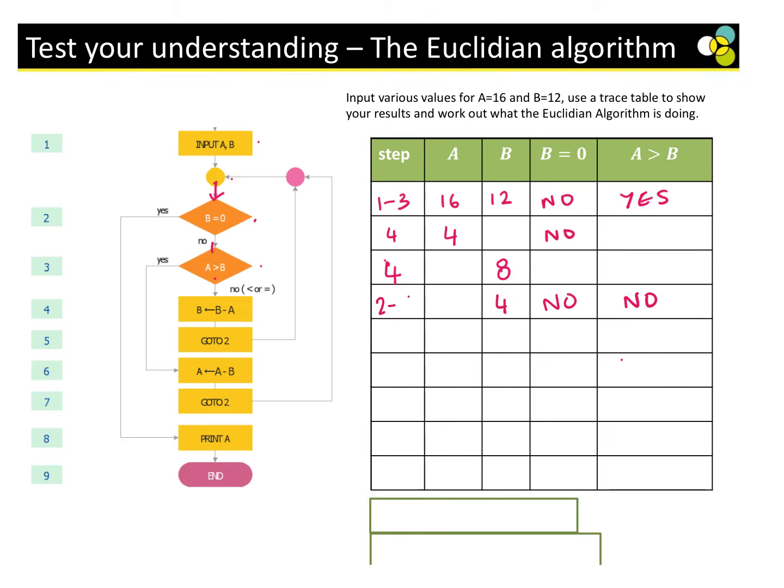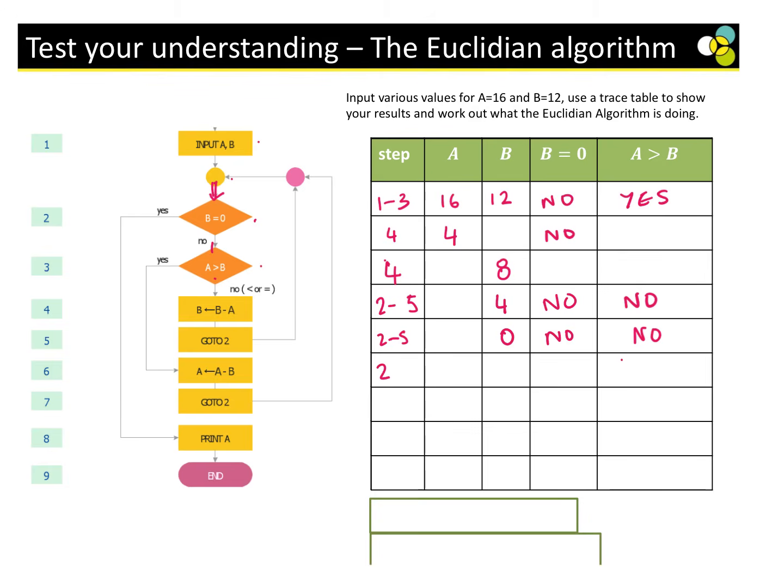Go all the way back to 2. Does B equal 0? No. Is A greater than B? No, because it's not greater than or equal to, is it? Okay. We're doing steps 2 to 5 again. B is B minus A. 4 minus 4, 0. Okay. Go back to 2.